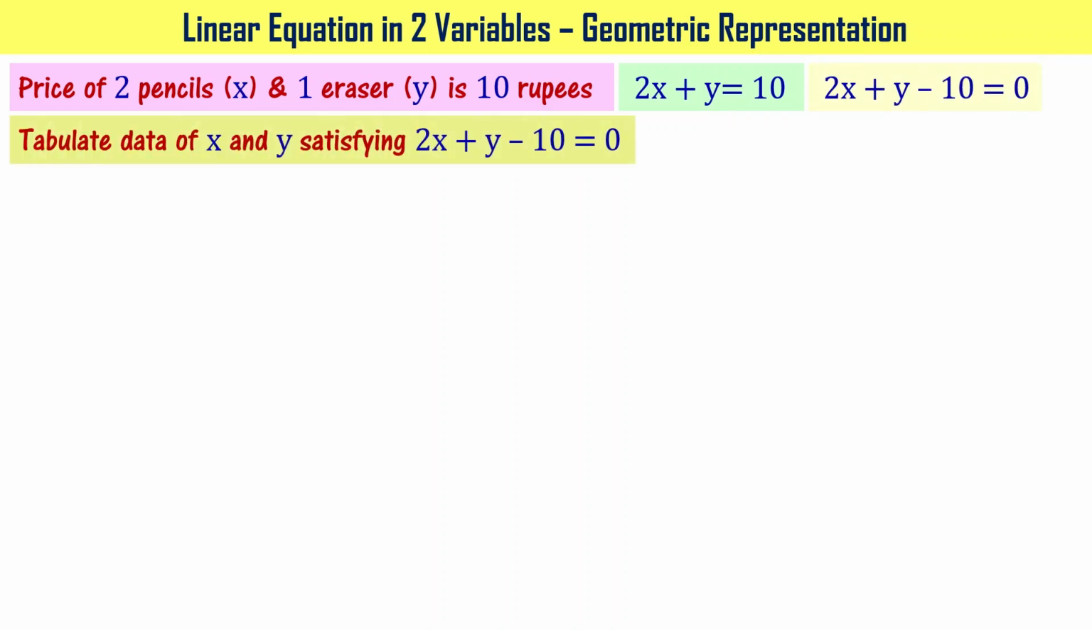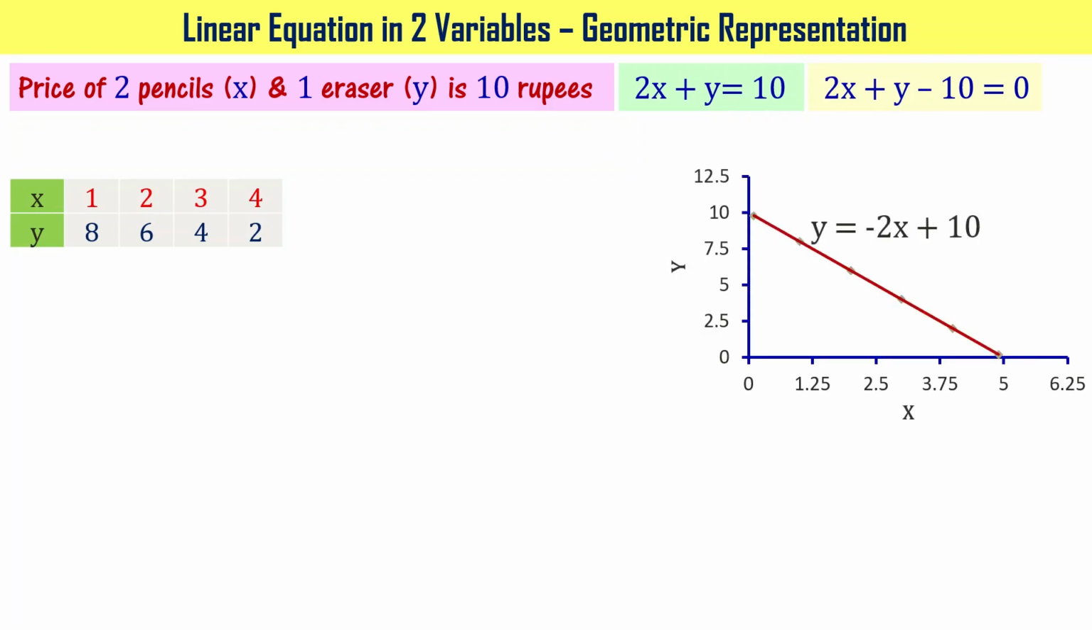Let's tabulate data of X and Y that satisfies this particular equation. You get a table like X equal to 1, 2, 3, 4 and Y equal to 8, 6, 4, 2. You plot this data so that you are getting a straight line as shown in the figure.